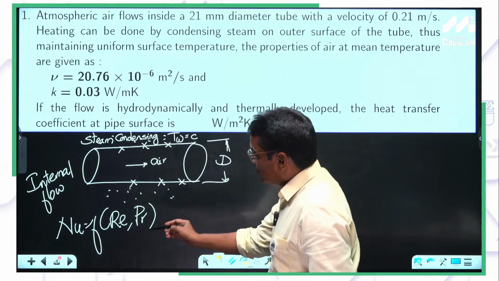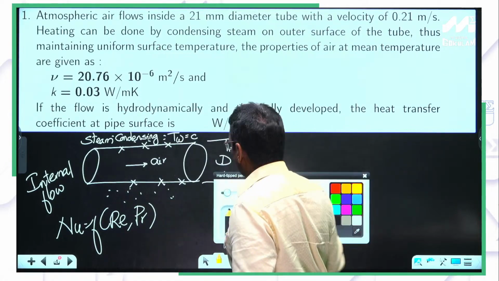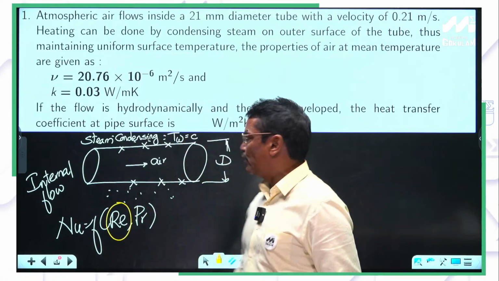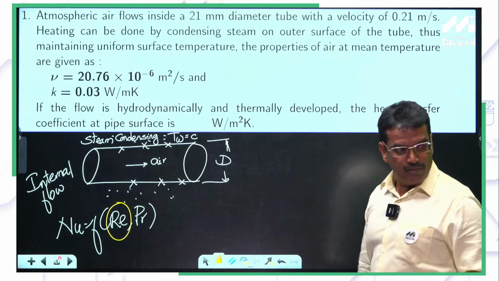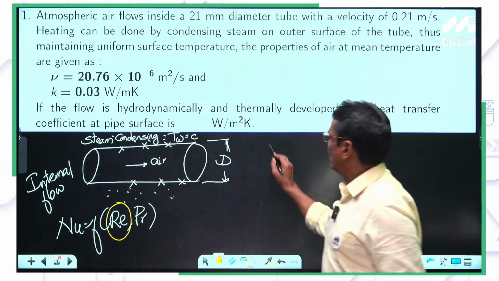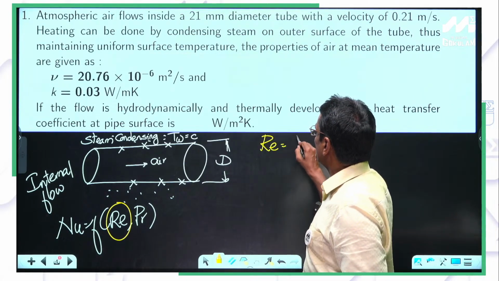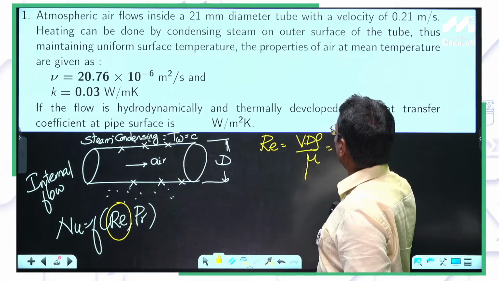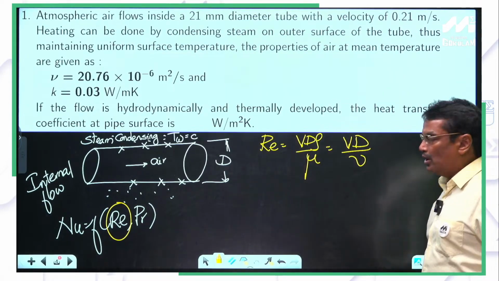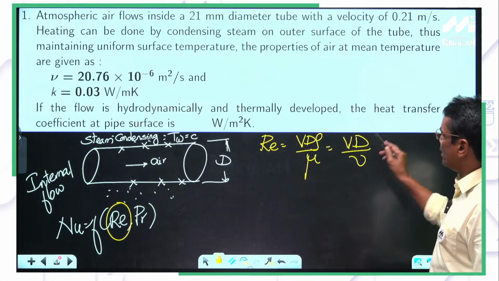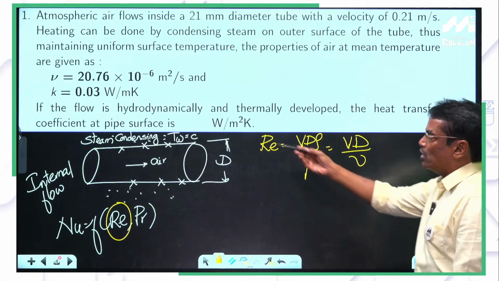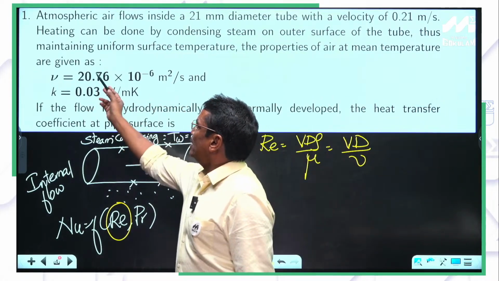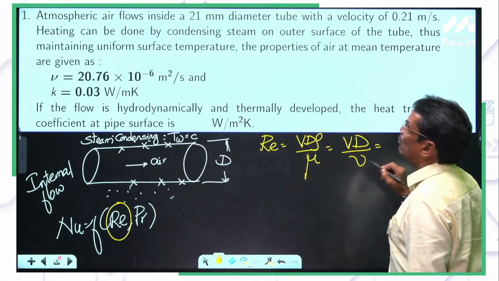So, by calculating this Reynolds number, you will be able to decide whether the flow is laminar or turbulent. First, let me calculate the Reynolds number here. The formula is Vd rho by mu, which can also be given by Vd divided by nu, where V is the mean velocity of flow, d is the diameter, and nu is the kinematic viscosity. They were given.